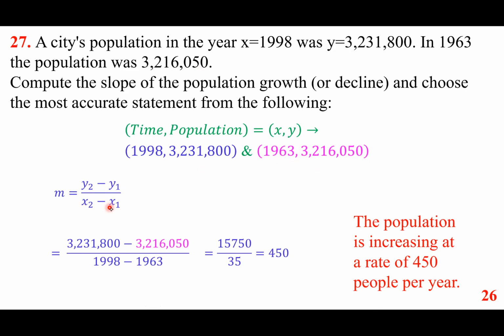As far as the units are concerned, the units of the numerator over the units of the denominator. That's how you come up with that. The numerator is the difference in population, so number of people, and the denominator is the time in years. So therefore, units of the top over the units of the bottom gives us people per year.